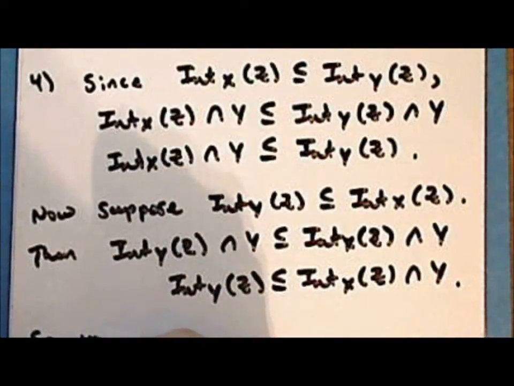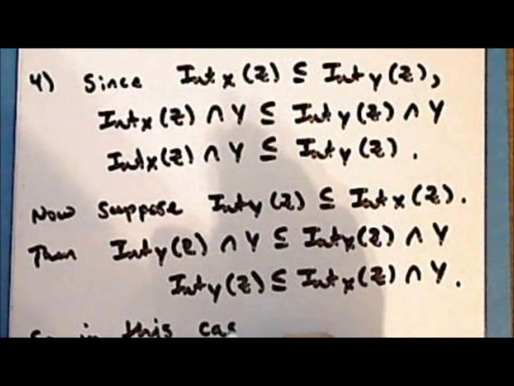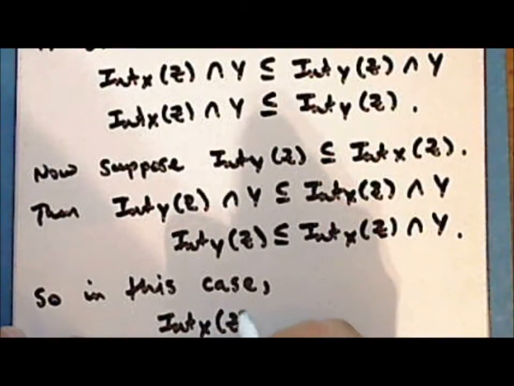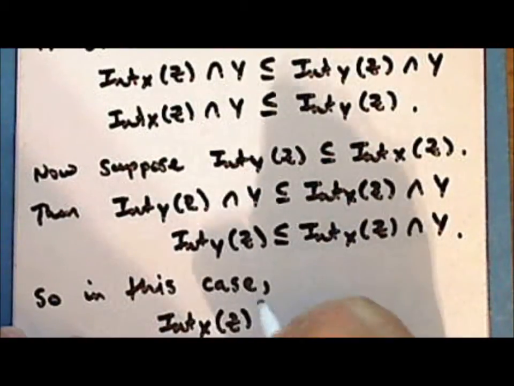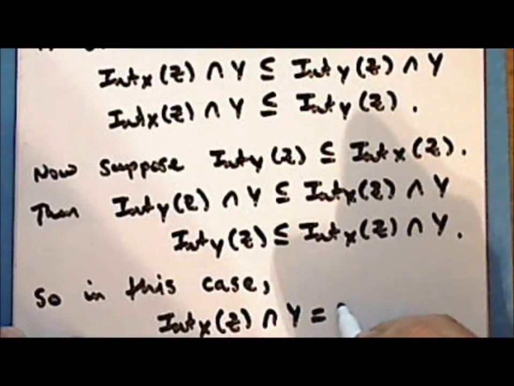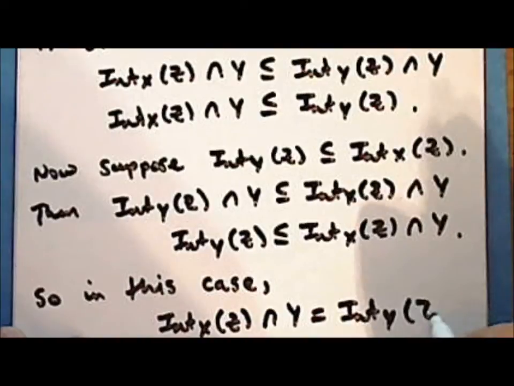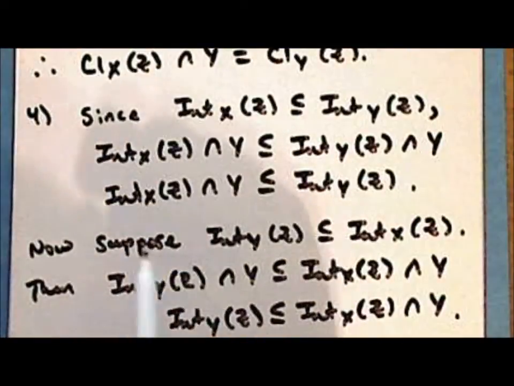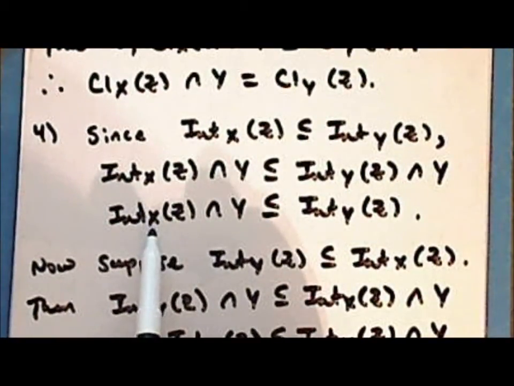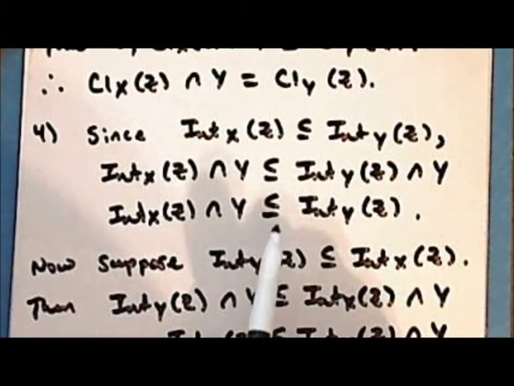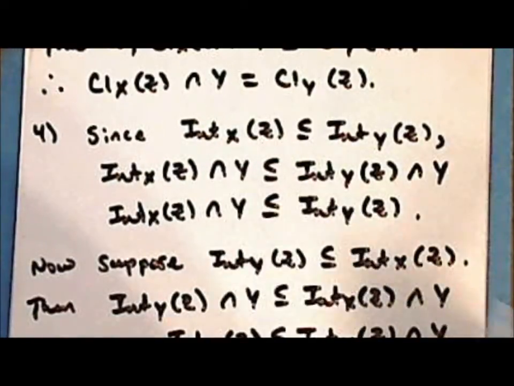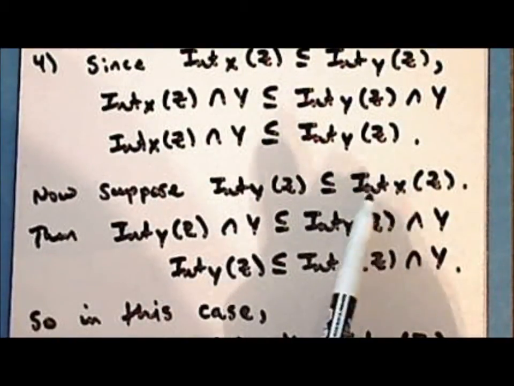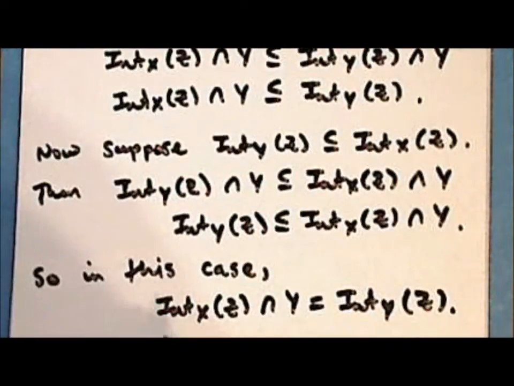So in this case, we have that the interior of Z in the ambient space X intersected with Y is equal to the interior of Z in the subspace Y. So in general, the intersection of the interior of Z in the ambient space X with Y is a subset of the interior of Z in Y, and if the interior of Z in Y is a subset of the interior of Z in X, then we have equality.